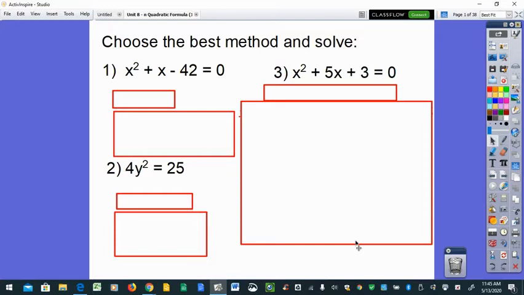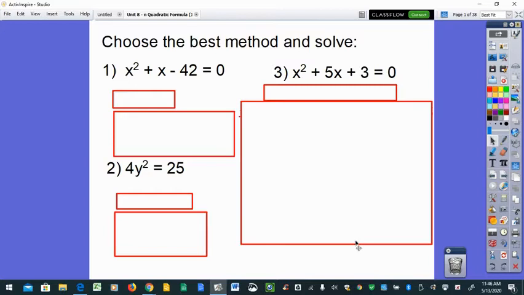Today, we are going to learn the way that works for every single quadratic equation, and it is the one that I use the most. So it is kind of the granddaddy of them all. So that's where we're heading.